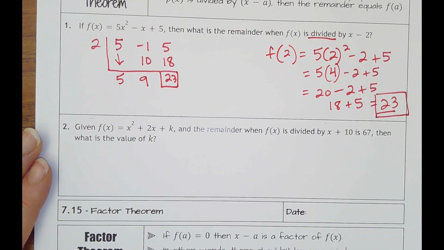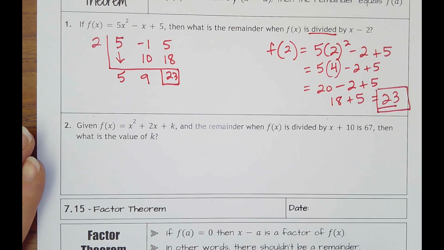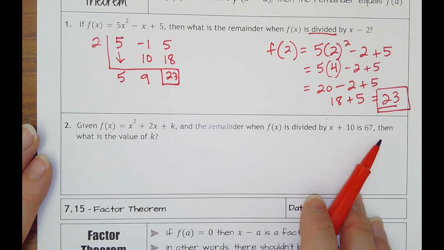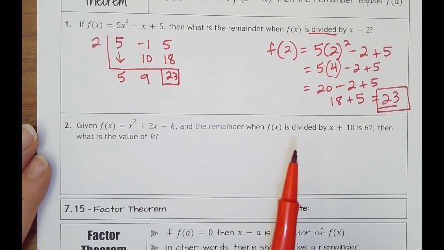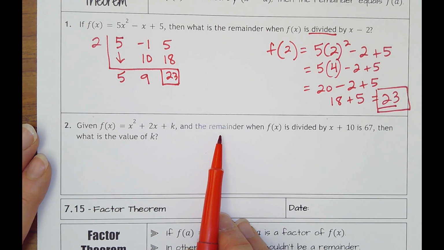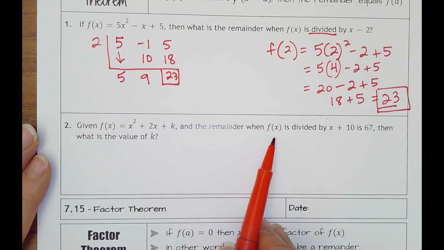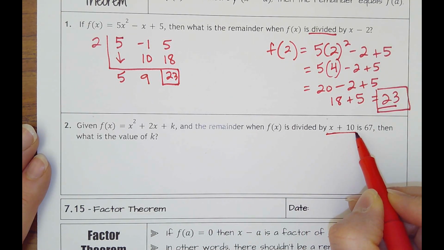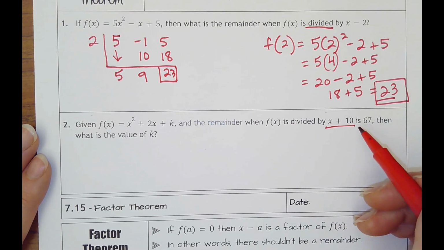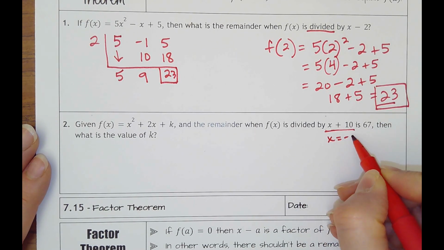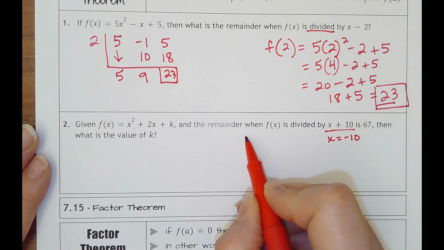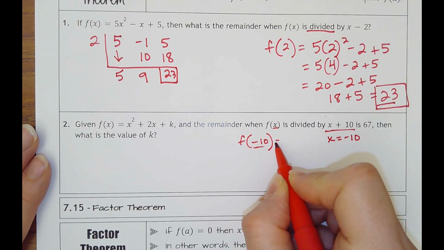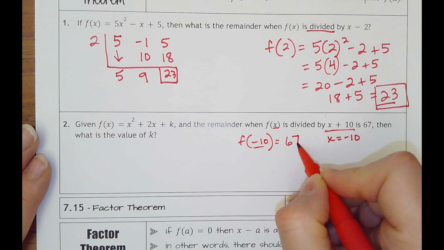So number 2 says, given f of x equals this, and the remainder when f of x is divided by x plus 10 is 67, then what is the value of k? So I've got to use remainder theorem. I know that when I take my factor of x plus 10, I'm going to have an answer of -10. And so I can say that f of -10, so that means that's my x value, is going to equal, they tell me that remainder gets 67.